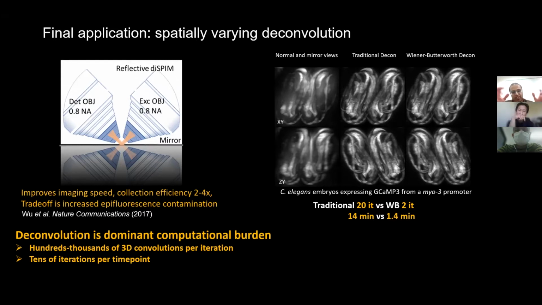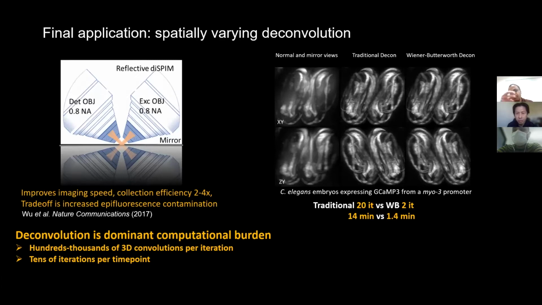The trade-off is that there is this increase in epifluorescence contamination because each objective lens doesn't just see the clean light sheet. It also sees this out of focus light. And you can kind of see that right here in the raw data, right? If you look at the raw data, you can see that you get these 4 views of the specimen at once, but you also see this out of focus haze. Now you can model that haze, it's kind of well behaved, and you can remove it using deconvolution.